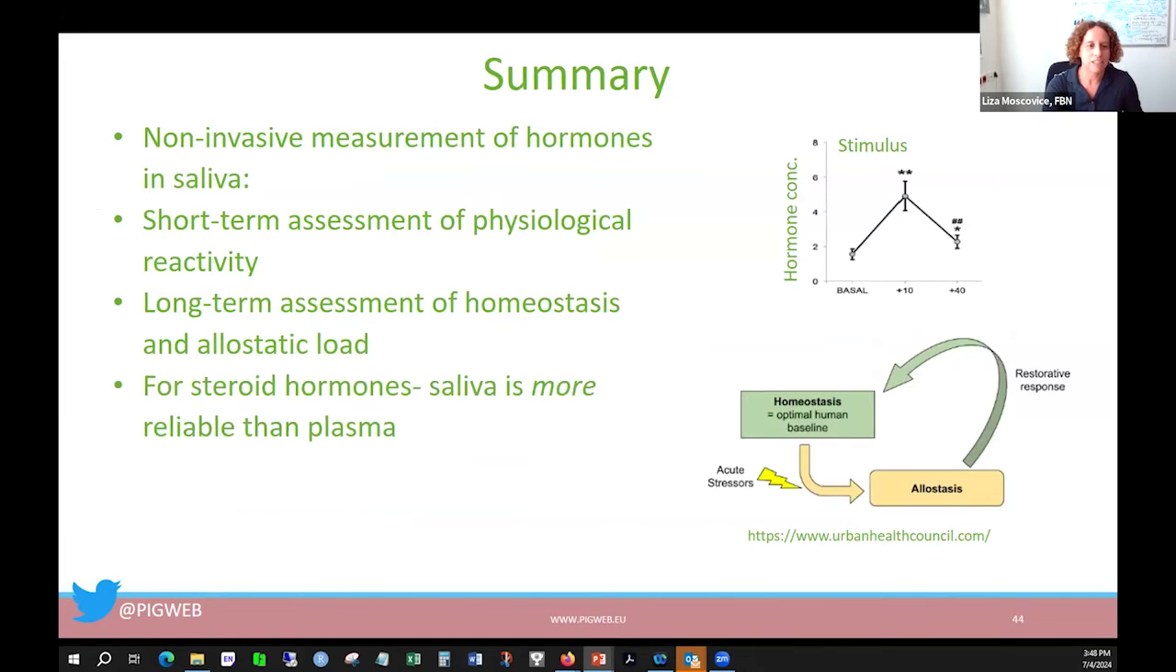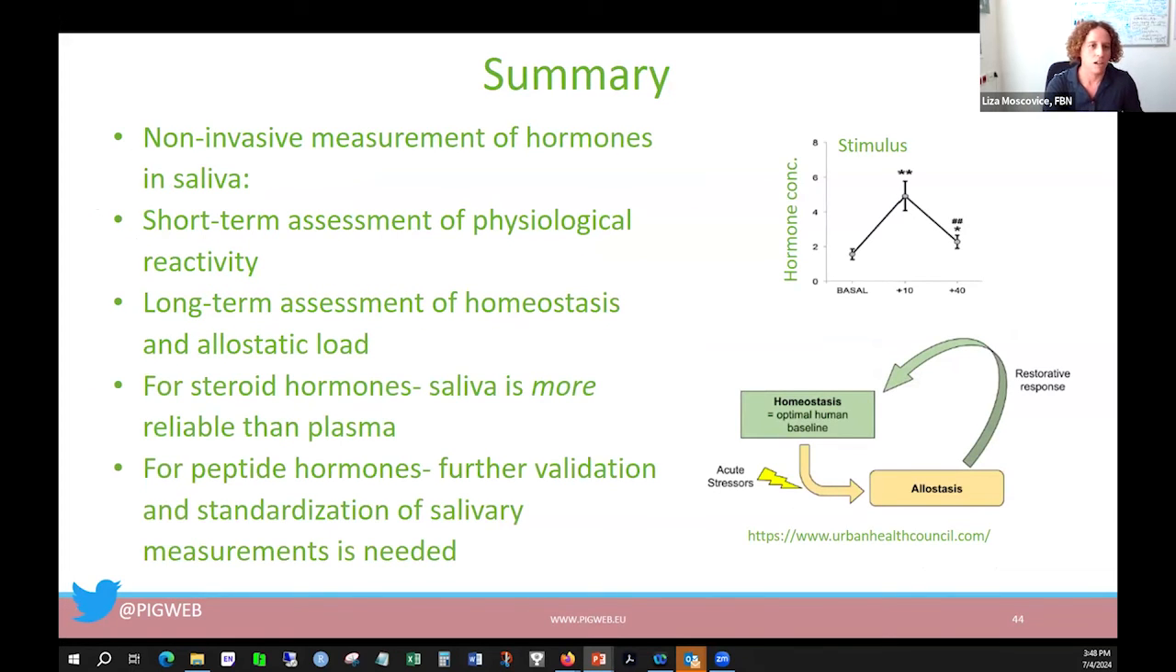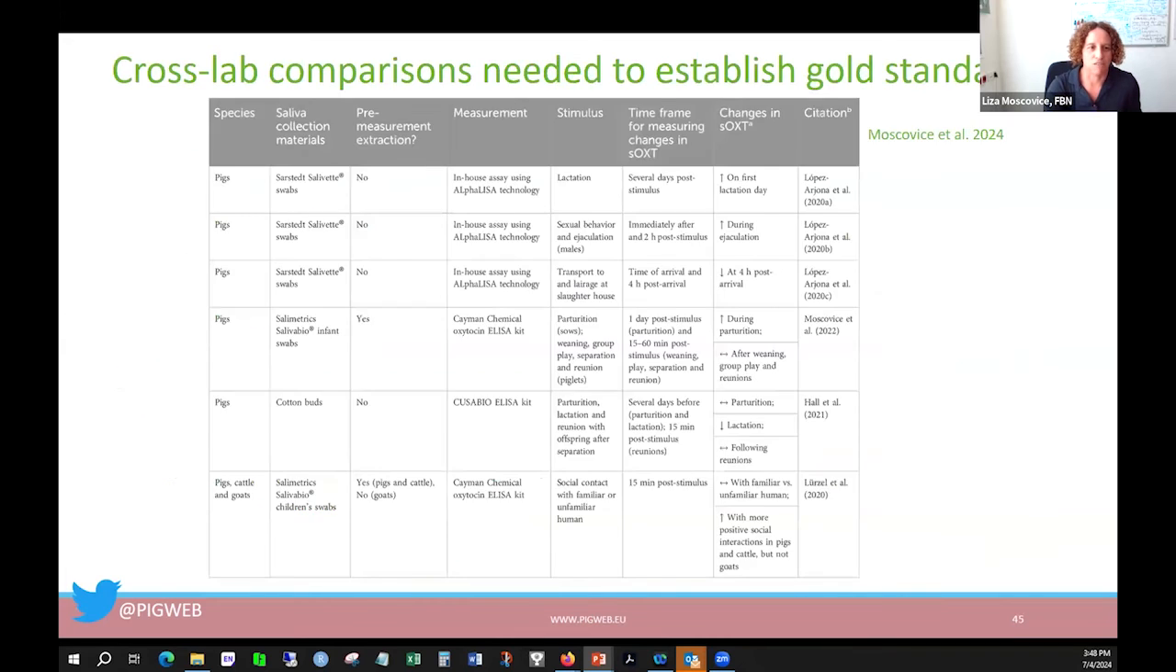So in summary, non-invasive measurement of hormones in saliva is a really good tool, both for short-term assessment of physiological reactivity and for long-term assessment, where you can get repeated samples over time in minimally invasive ways to look at homeostasis. For steroid hormones, I'd argue saliva is better than plasma. I don't see any reason to use plasma anymore, really, for steroid hormones. For peptide hormones, we need more validation and standardization. And those are really the future prospects.